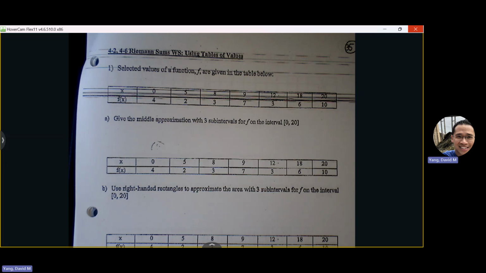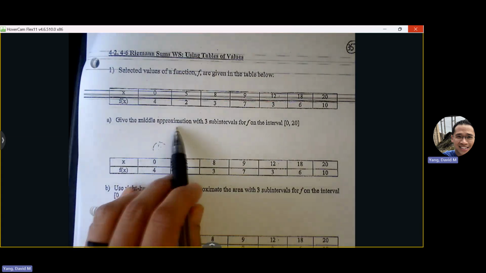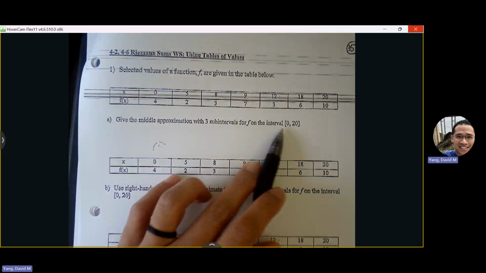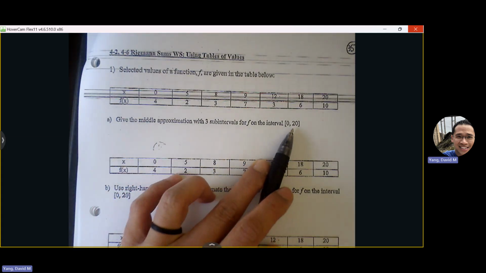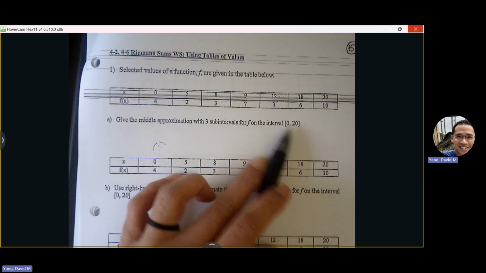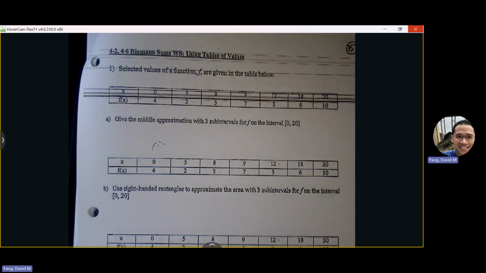Middle is the next best, and then left and right. But you're not going to have to be able to tell how accurate this approximation is. We just have to be able to find these approximations. So it says give the middle approximation with 3 subintervals on the interval from 0 to 20. We're not going to use the b minus a over n because every interval may have a different width.